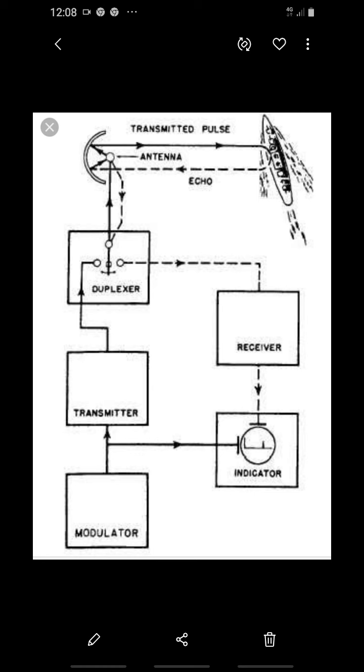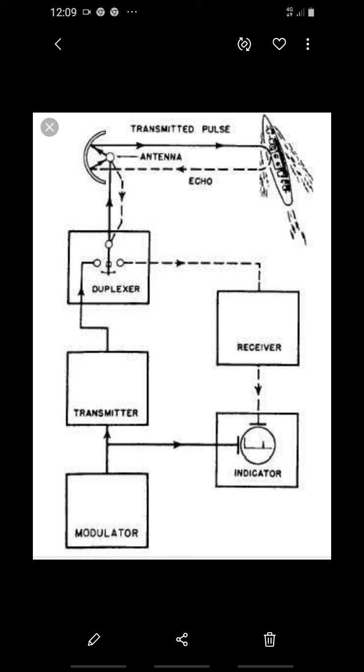The basic radar system consists of the transmitter, duplexer, antenna, receiver, and display. Display is also known as the indicator. So now the transmitter, the basic radar structure as shown in the above PPT.